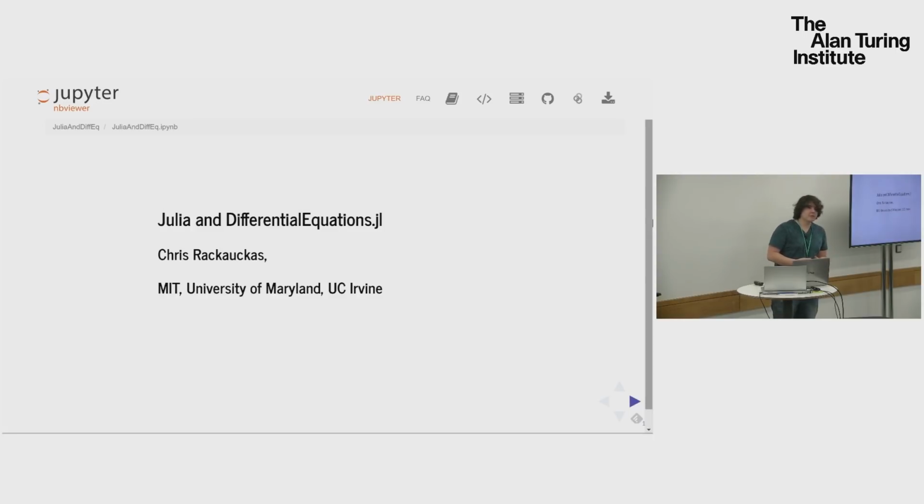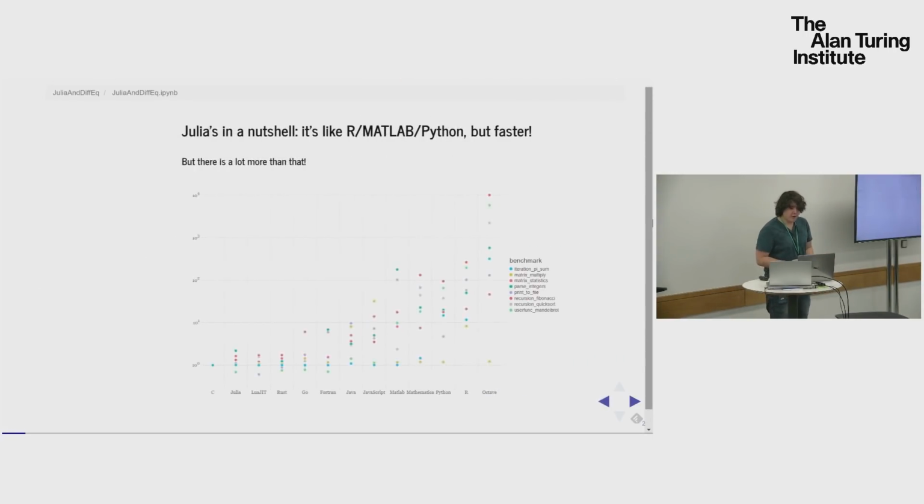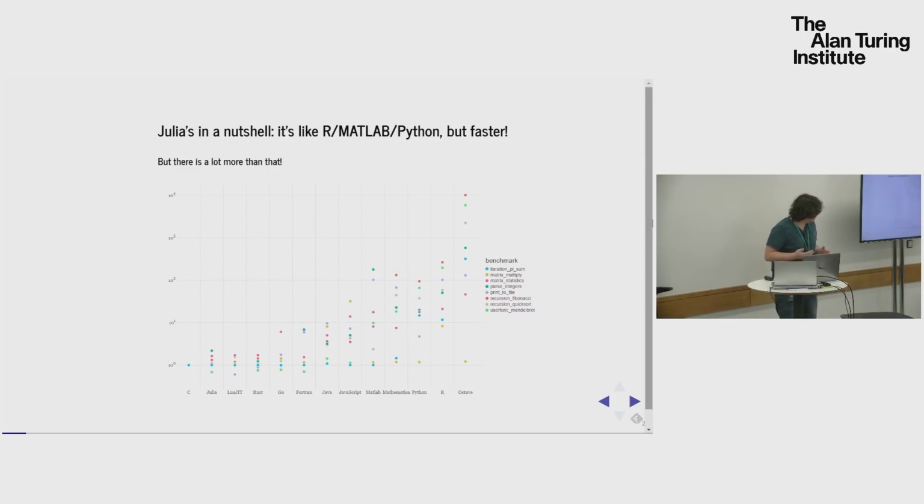And so I think a nice way to show what the language is capable of is to show it through differential equations. In a nutshell, this is the slide that a lot of people start Julia with. The way that people usually talk about Julia is you say Julia is like MATLAB, Python, or R, but it solves the speed problem, right?